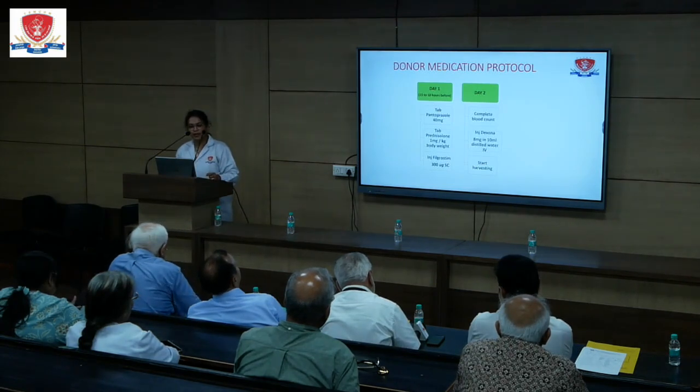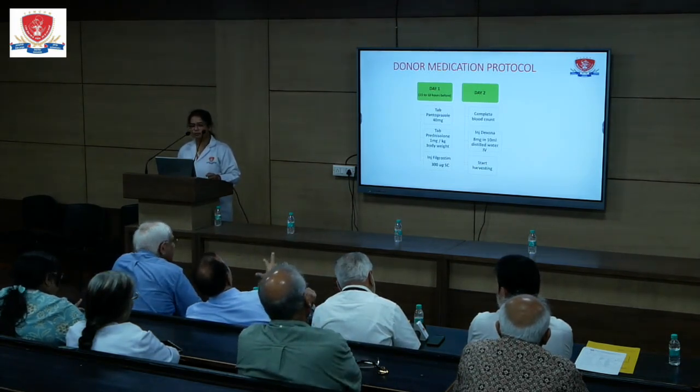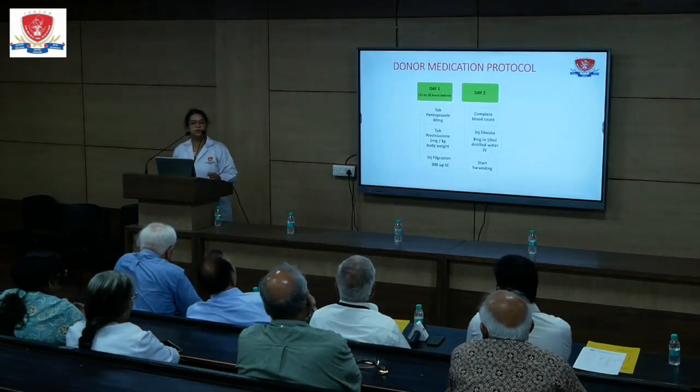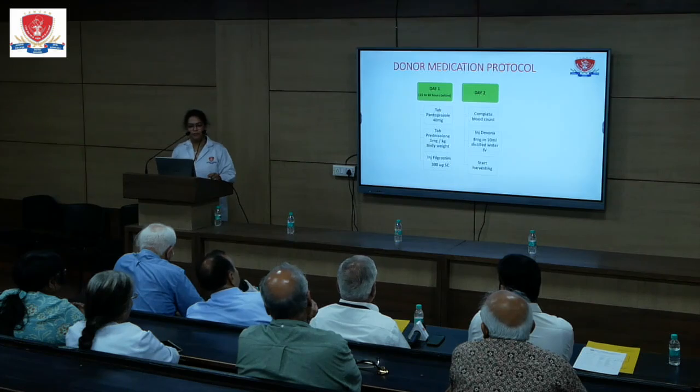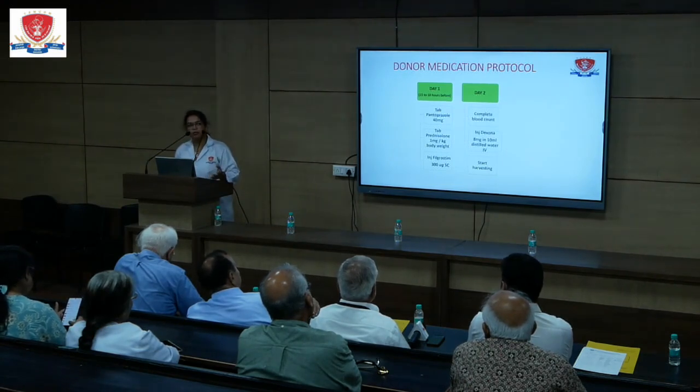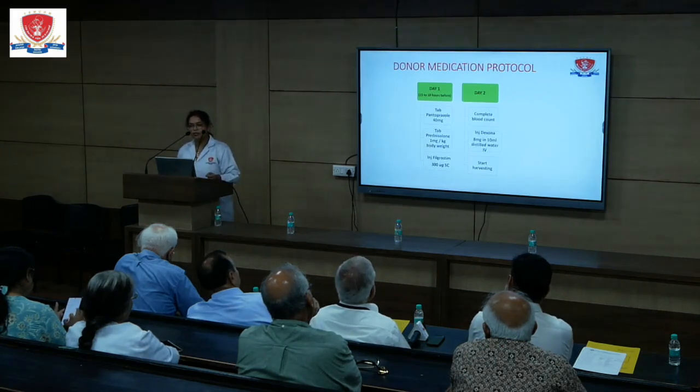The donor is called the next day. A complete blood count is done. So this is the granulocyte colony stimulating factor. The next day we do a complete blood count. In the complete blood count, we see the number of WBCs to identify how much the WBC count has increased. Thereafter, injection dexamethasone 8 mg is administered, and then after 1 hour we plan the harvest.